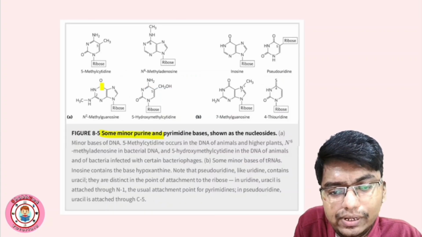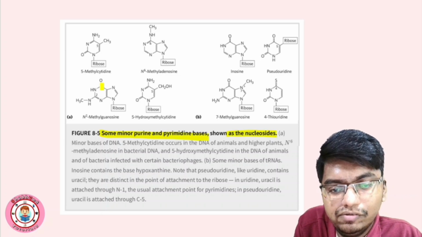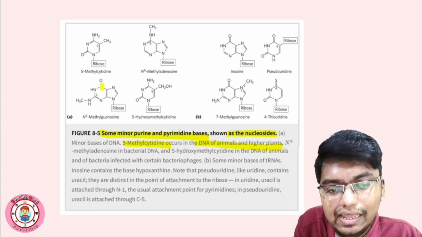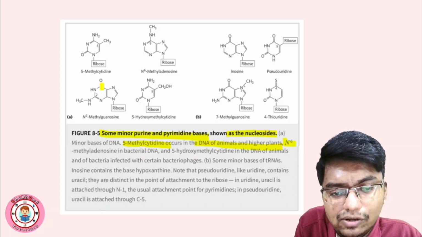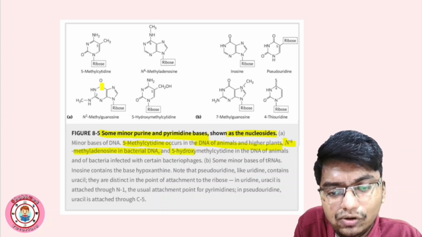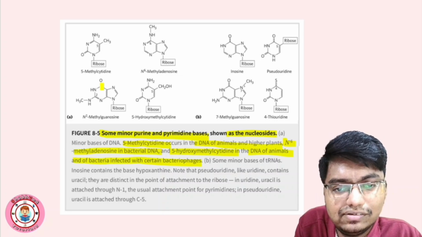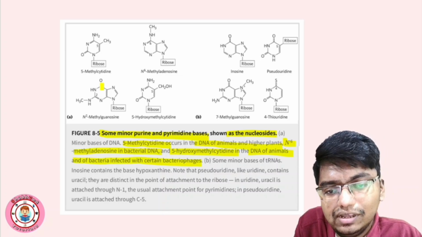Some minor purine and pyrimidine bases shown as nucleosides. 5-methylcytidine occurs in the DNA of animals and higher plants. And 6-methyladenosine in bacterial DNA. 5-hydroxymethylcytidine in DNA of animals and of bacteria infected with certain bacteriophages. Okay, direct information.